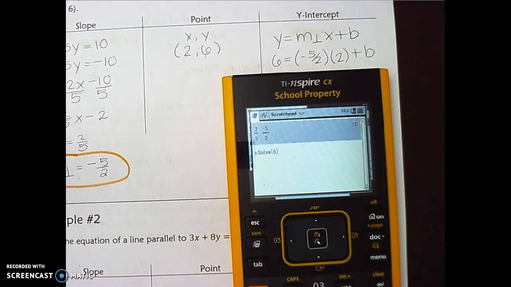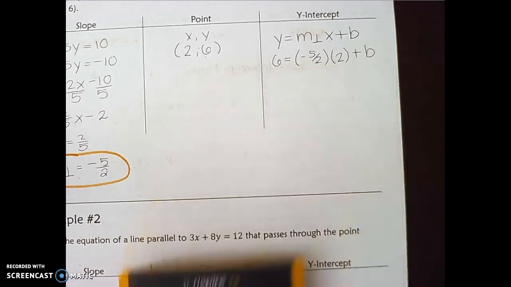Now I'm going to go ahead and type in this equation exactly the way it appears on my paper. I have 6 equals negative 5 divided by 2 times 2 plus b. Now we don't want to forget that we have to tell the calculator what we're solving for, so we're going to do comma b, because b is the variable we want to solve for. And when we hit enter, we find that b is equal to 11.